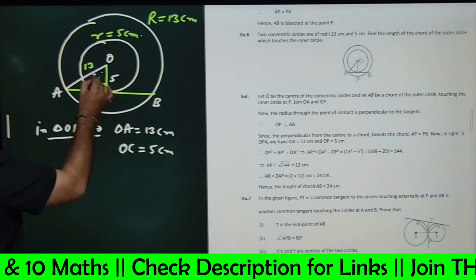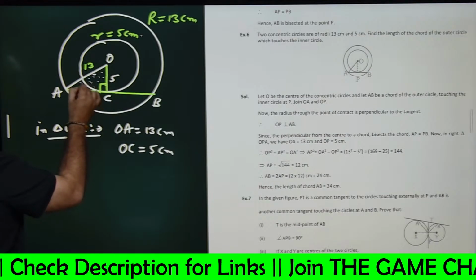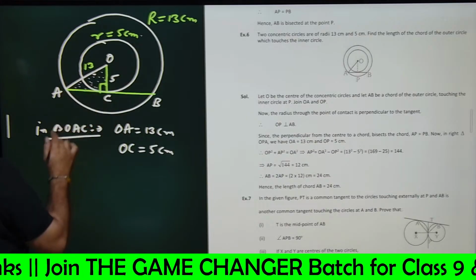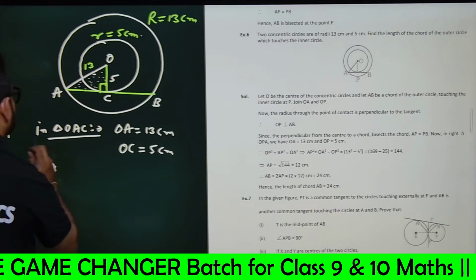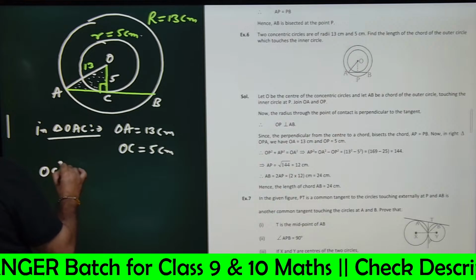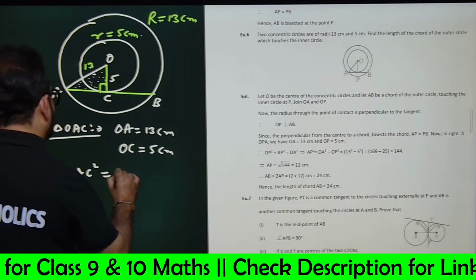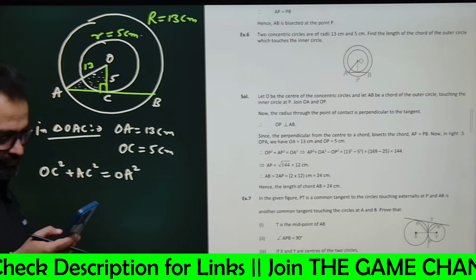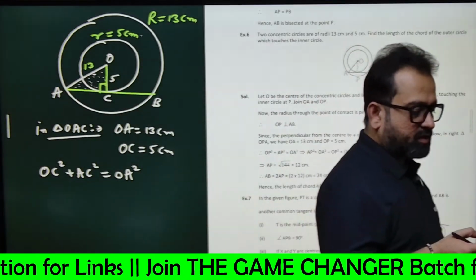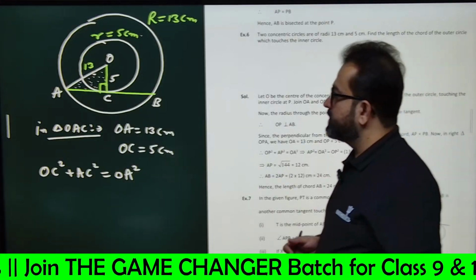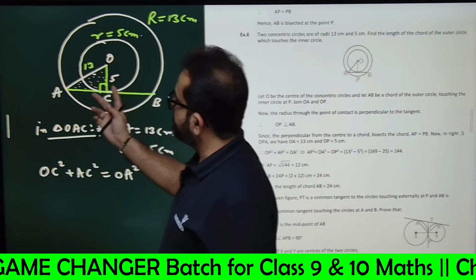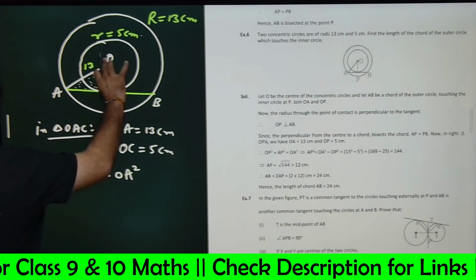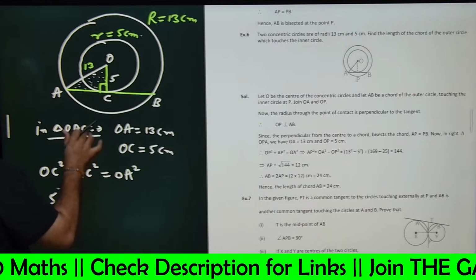So in this triangle, if you apply the Pythagoras theorem, this is hypotenuse, this is perpendicular, this is base. Can I write OC square plus AC square equals OA square? By which theorem have I done this? By Pythagoras theorem. Yes or no? Yes. So OC square is 5 square, plus what is AC square?